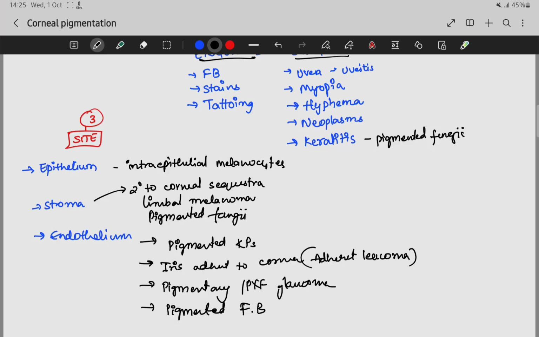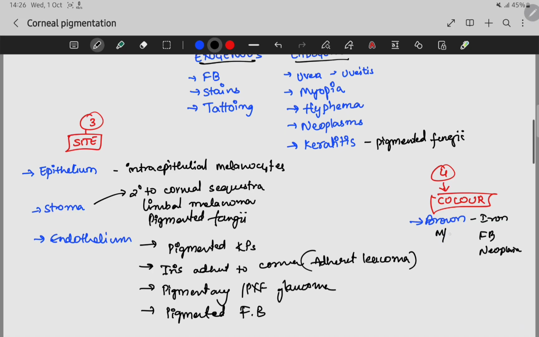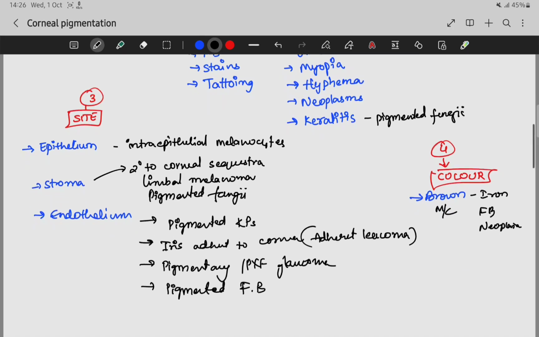So this classification is based on the color of the pigment which is being deposited. So it can be brown pigment. So most of the times brown pigment is only seen. So with iron deposits in case of foreign bodies, metallic foreign bodies, neoplasias, and drugs and all, brown deposits are only seen. So that's why it's the most common color of the deposit.